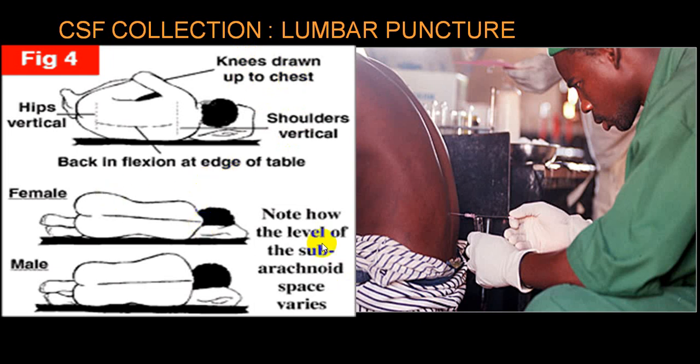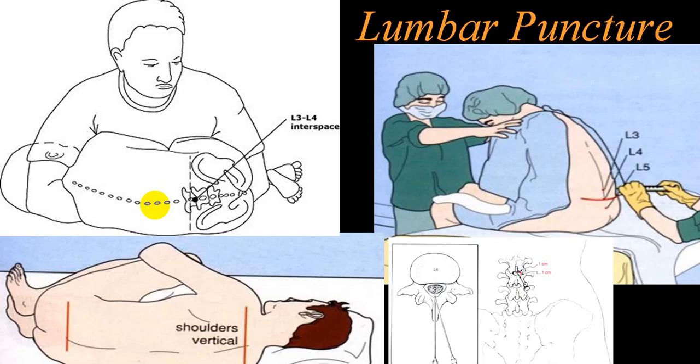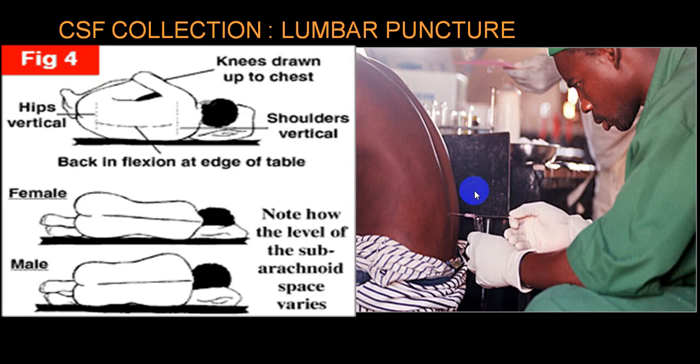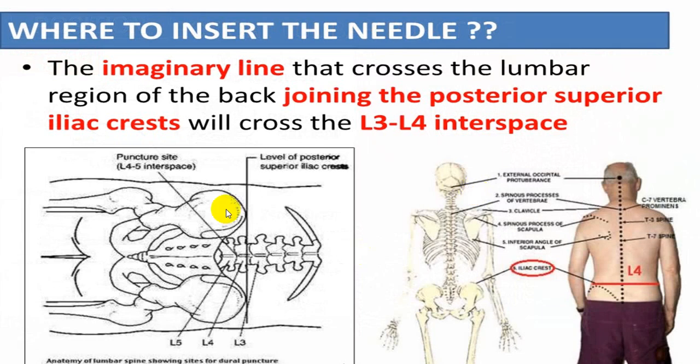And after giving that proper position, this will be the supine position, or we call it right lateral or left lateral position. This is what we call a right lateral position, and here this is the left lateral position. So it depends upon the convenience of the person who is doing the lumbar puncture. The imaginary line at the highest point of the iliac crest will correspond to the L3 L4 space, and that is the best space you can go for.